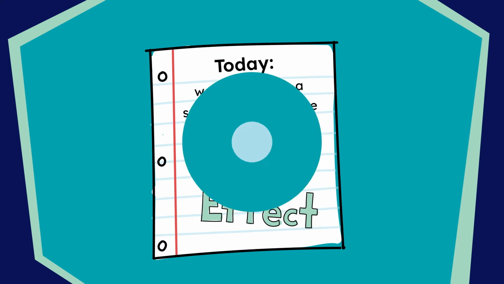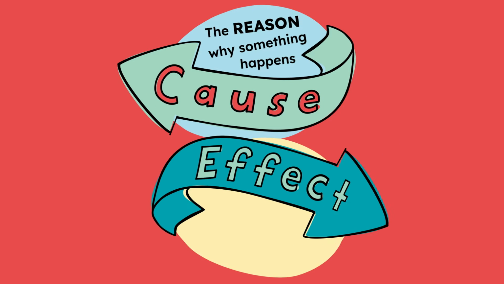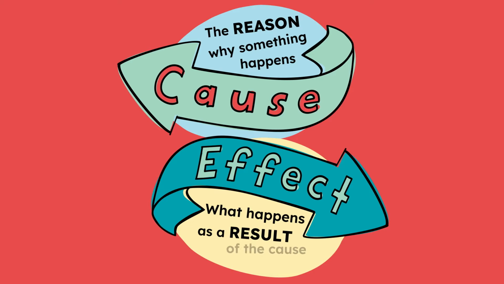Let's get started. To improve our understanding or comprehension of what we read, it is important that we can identify cause and effect. This helps us answer what and why questions. The cause is the reason why something happens. The effect is what happens as a result of the cause. Can you identify examples of cause and effect in your everyday life? Think about it.